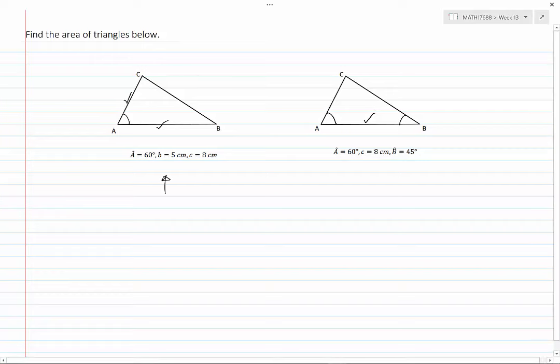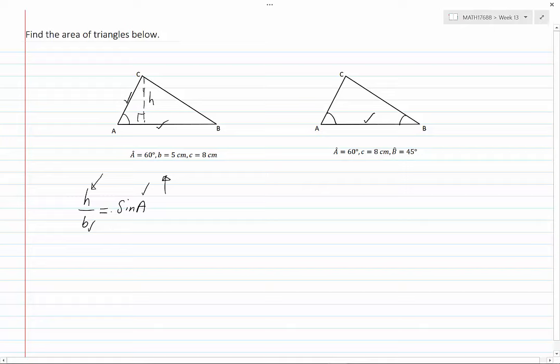If I could calculate the altitude from vertex C, because I know the length AB, I would be able to find the area. Let's call this length H. We note that H divided by B is equal to sine A. Because A is given and B is given, we can find H.